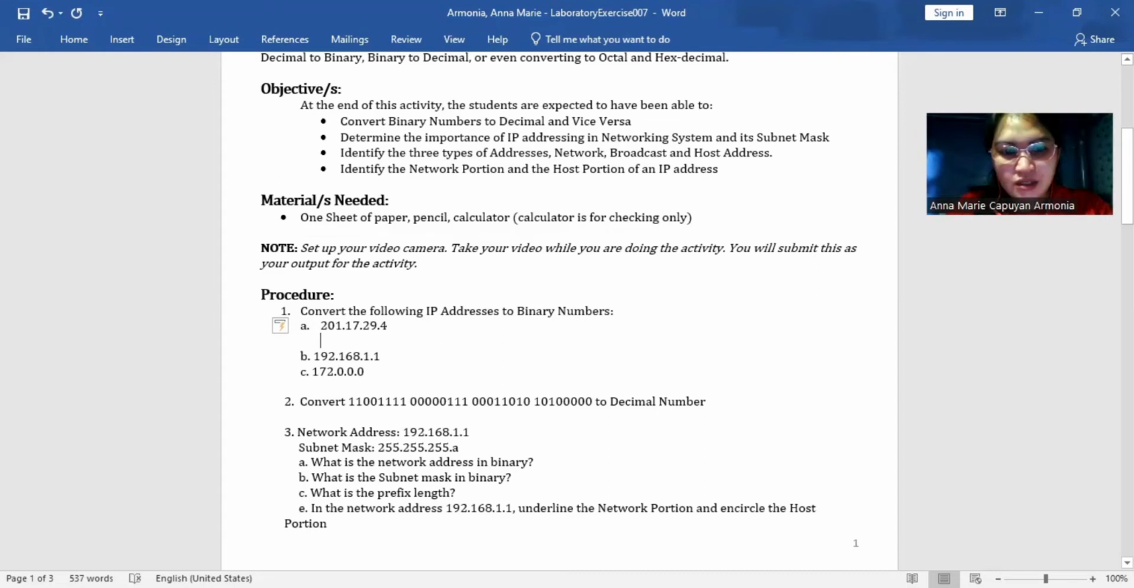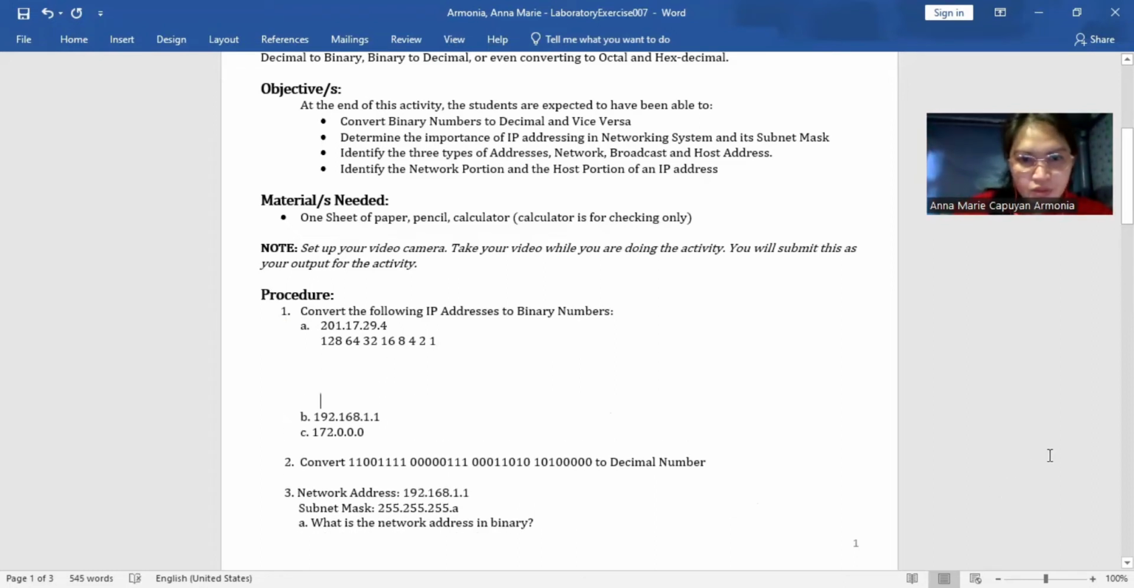Since we already have the 128, let me put 64, 32, 16, 8, 4, 2, 1. 1 plus 1, 2, 2 plus 2, 4, 4 plus 4, 8, 8 plus 8, 16, 16 plus 16, 32, 32 plus 32, 64, 64 plus 64, 128. Okay, so let's start with the 201.